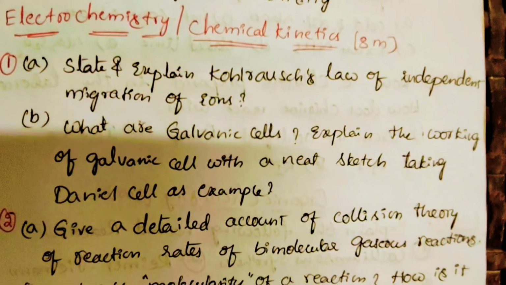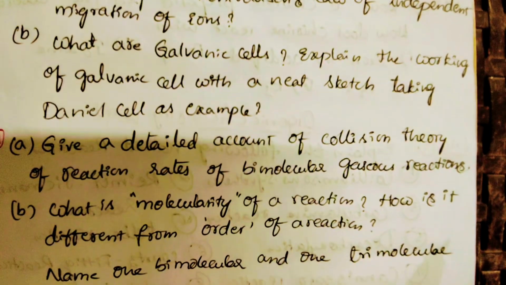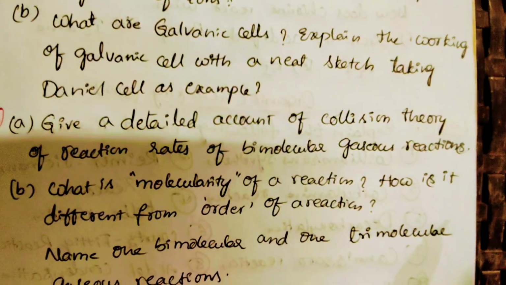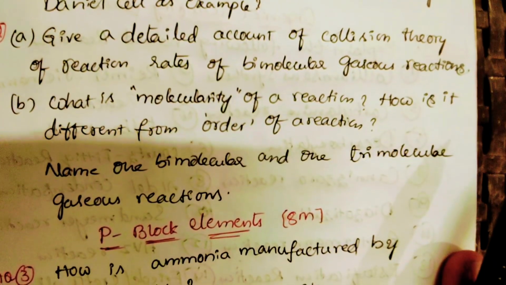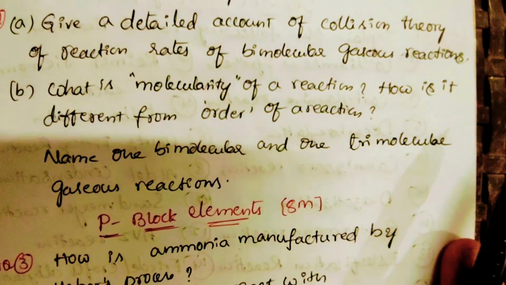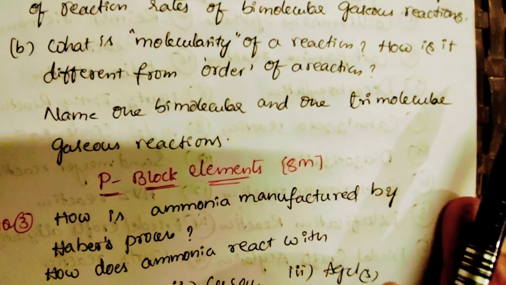From electrochemistry and chemical kinetics, one is Kohlrausch law and its applications. Another one is the galvanic cell, its working and its diagram. The second question is about collision theory, and along with that they ask molecularity and examples for bimolecular and trimolecular gaseous reactions.